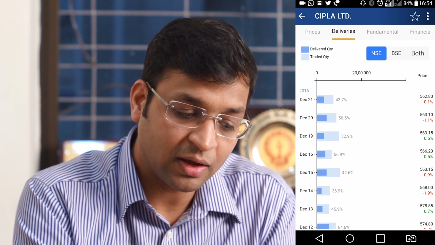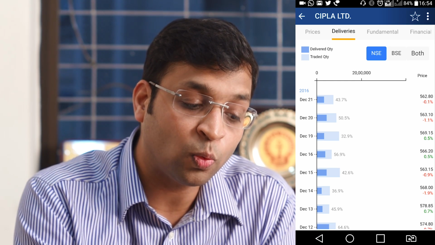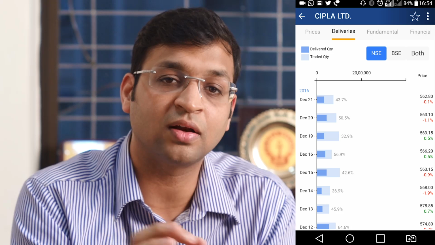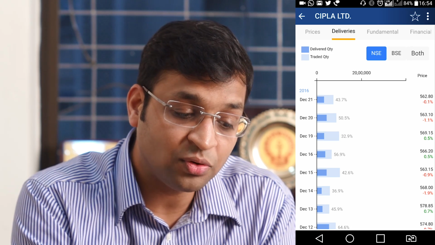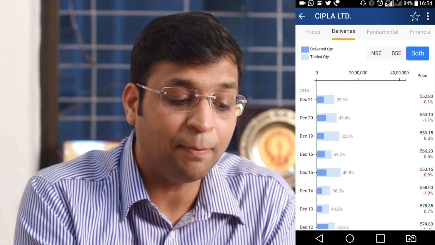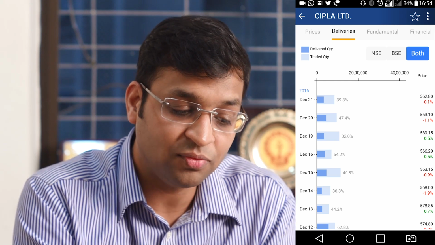This data visualization helps you know what percentage of volume is getting converted into delivery for both NSE and BSE. You can actually click both and it will club both the exchanges' data and give you the delivery percentage which has happened in that particular stock.